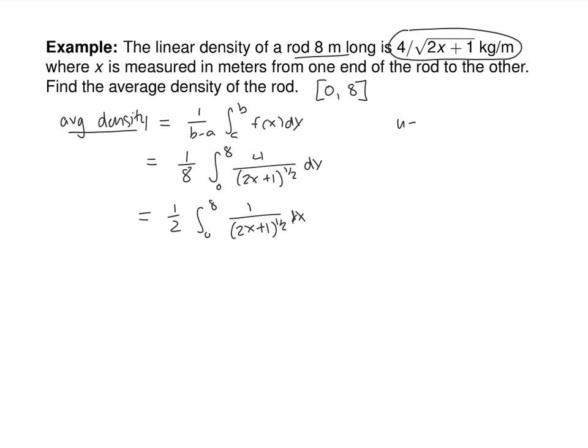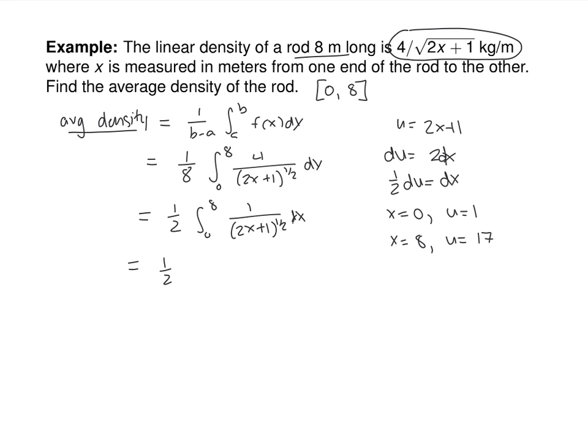So we'll let u equal 2x plus 1. du is 2 dx. So half du equals dx. And we'll change our bounds. If x equals 0, u is going to equal 1. And if x equals 8, u is 16 plus 1, or 17.